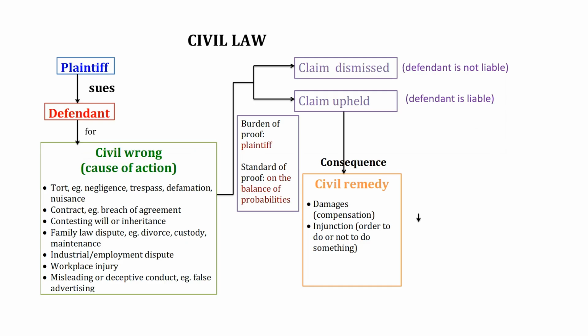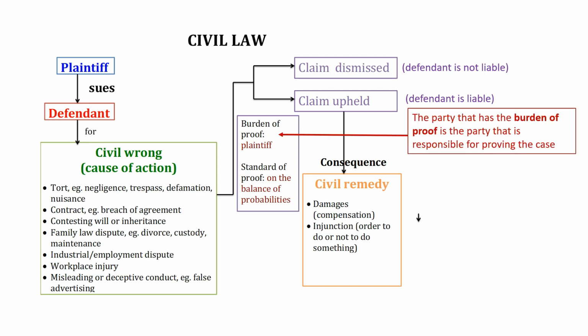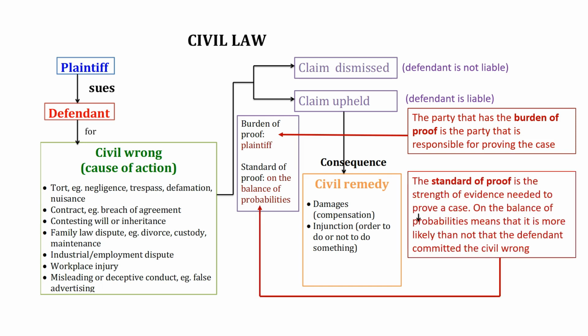It is the plaintiff who is responsible for proving that the defendant committed the civil wrong. That is, it is the plaintiff who has the burden or onus of proof in a civil case. The standard of proof is the strength of evidence needed to prove a case. In a civil case, this standard of proof is on the balance of probabilities, which means that it must be more likely than not that the defendant has committed the civil wrong.